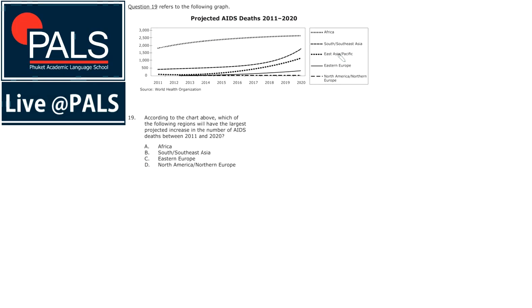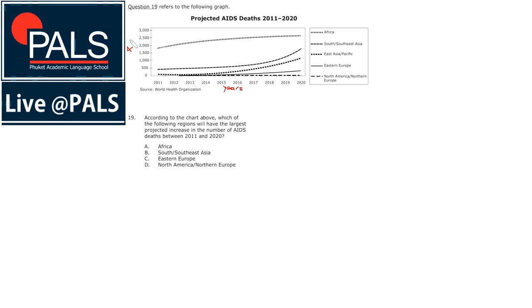Question 19 refers to the following graph. The axes are not labeled, so there should actually be a label here. This is probably years, but there should be a label here too. Labels are missing, not a very good graph. According to the chart above, which of the following regions will have the largest projected increase in the number of AIDS deaths between 2011 and 2020?